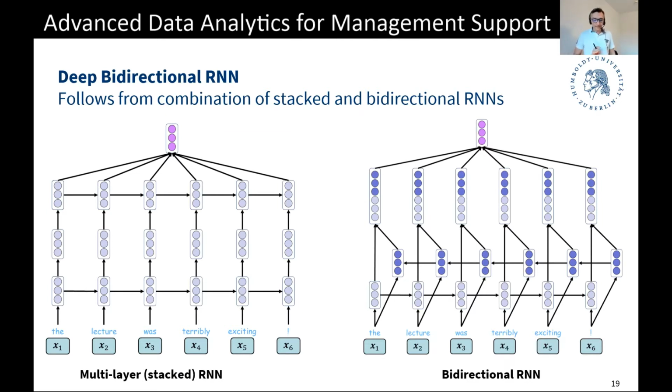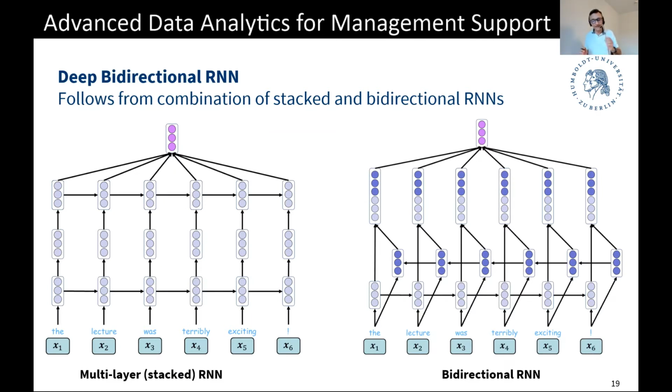I'm showing you here a deep bidirectional RNN, recurrent neural network, which emerges from a combination of stacked RNNs, where you just put RNN layers on top of each other to make them deep, not only in the temporal dimension, but also in a more classical meaning of depth, as in many layers. You just stack them one on top of the other.